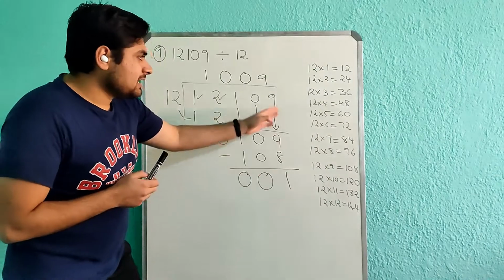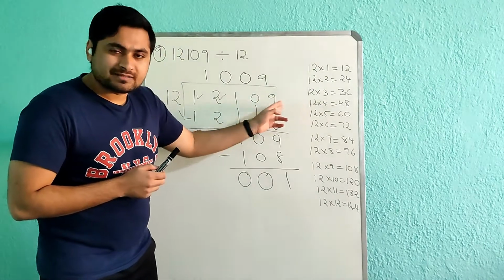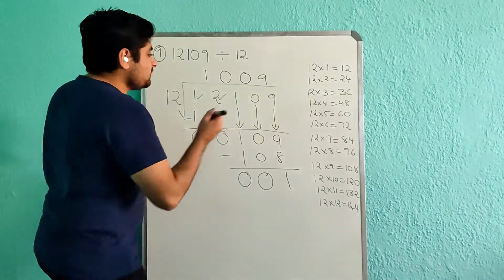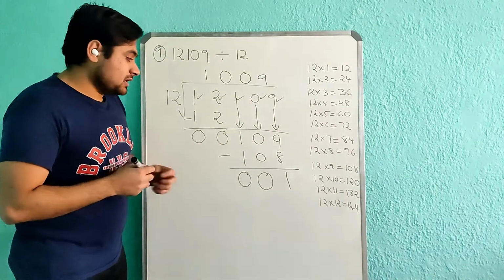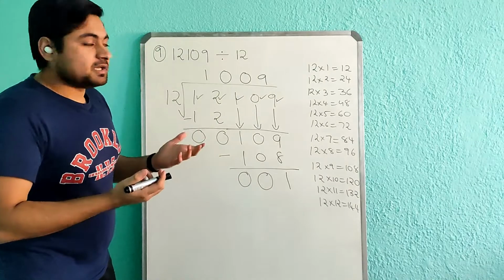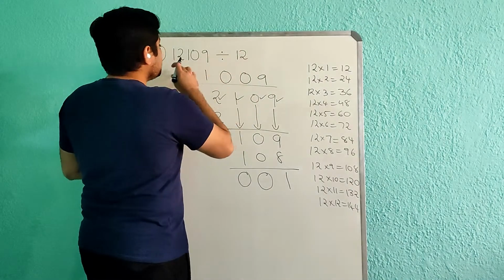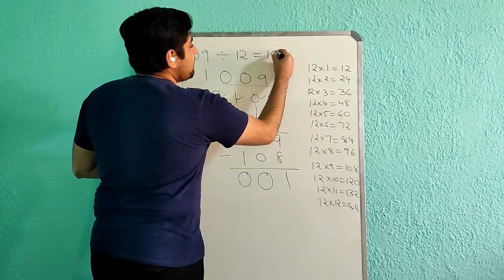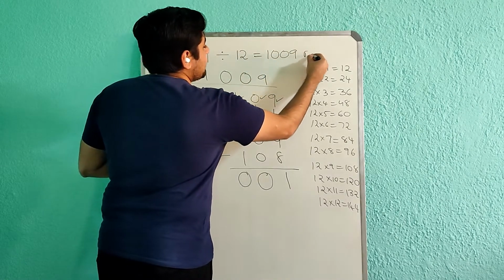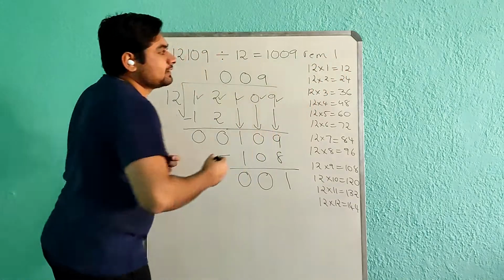So what is the next question? Is there any number that we didn't use? Is there any unused numbers? No. We finished using 1, we finished using 0, we finished using 9. So there is no unused number. So we cannot go further from here. So what is our final answer? When we divide 12,109 by 12, our answer is 1009, remainder 1.